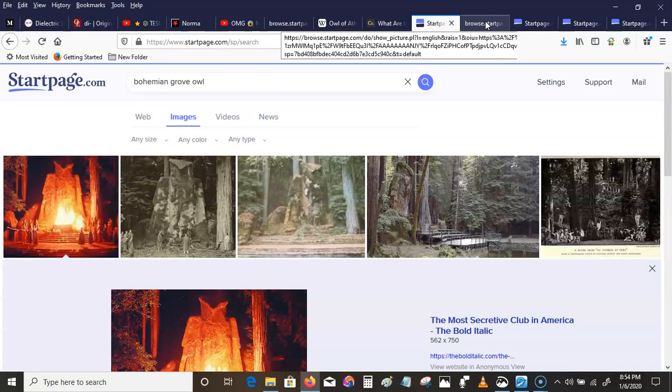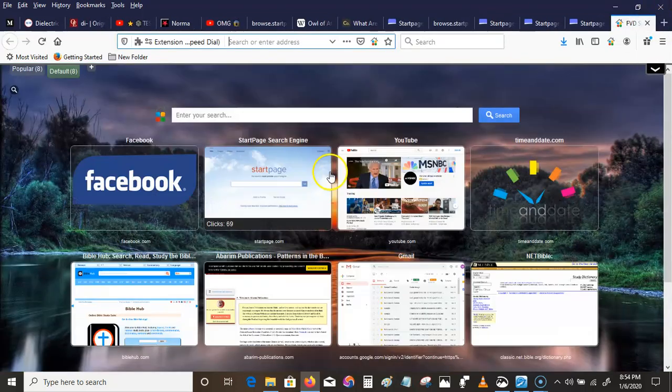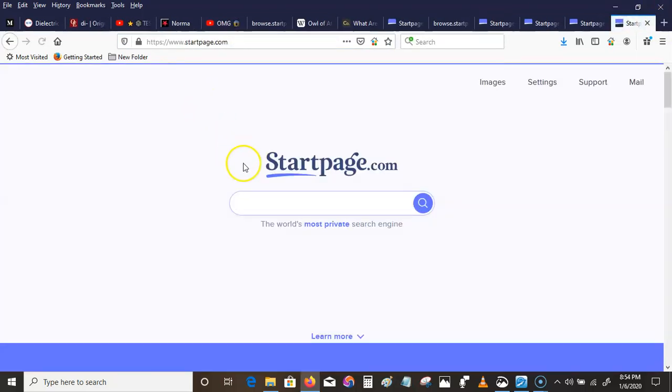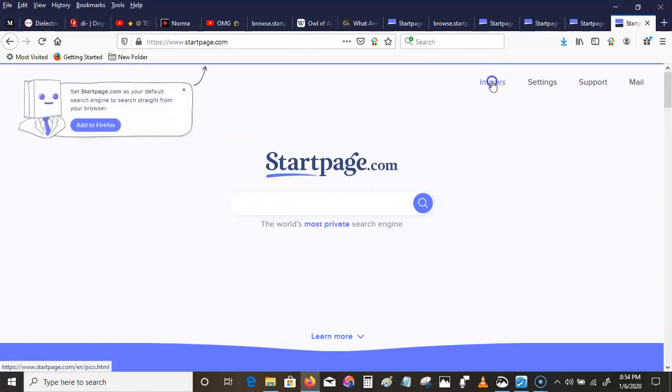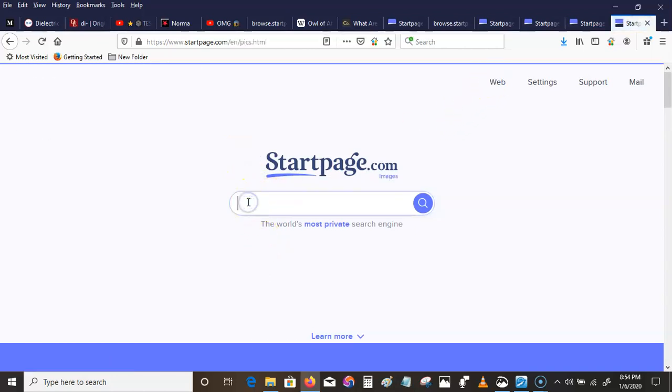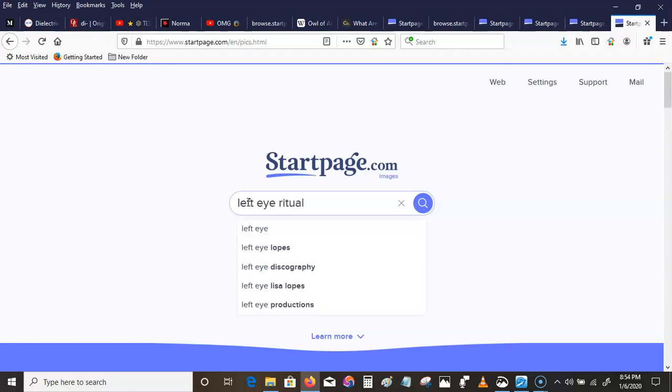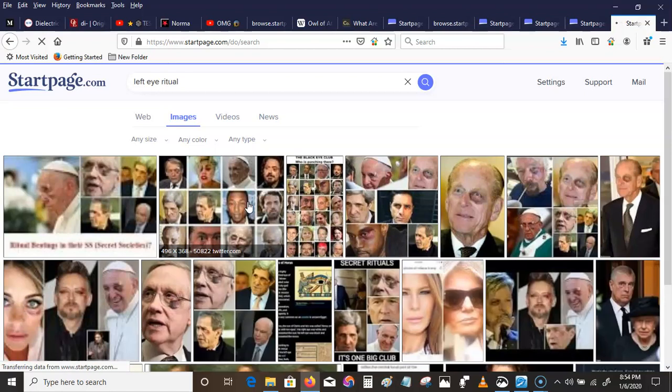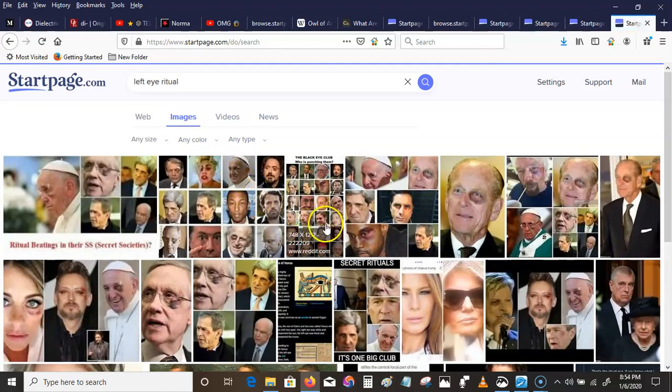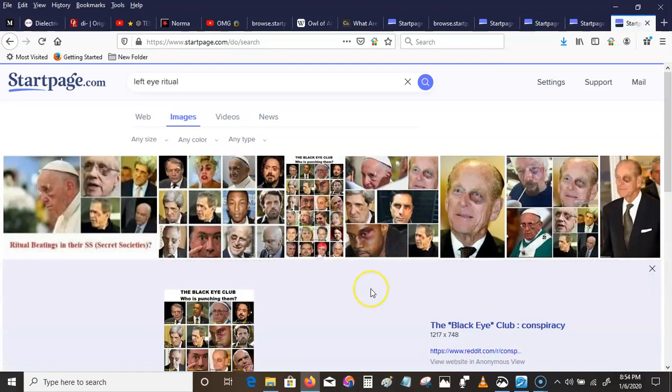ritual. The left eye stuff. Did I show you that? Probably not. See, these clowns. The left eye to the right side of the brain, right eye to the left side of the brain, and here we go.